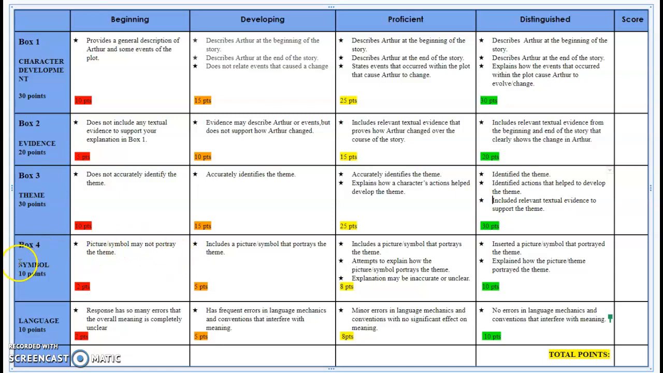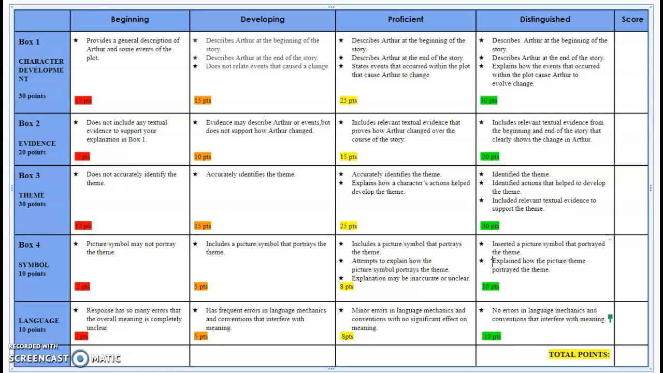For box 4, that's the symbol that you'll be including, the picture. Okay, for 2 points, picture or symbol may not portray the theme. For 5 points, includes a picture or symbol that does portray the theme. For 8 points, includes a picture or symbol that portrays the theme. Attempts to explain how the picture or symbol portrays the theme, and explanation may be inaccurate or unclear. For the full 10 points, you will insert a picture or symbol that portrays the theme and explain how the picture or theme portrays it.